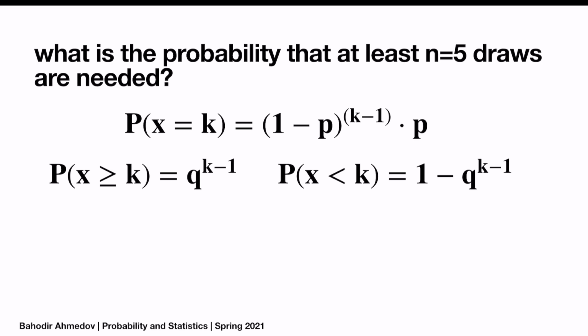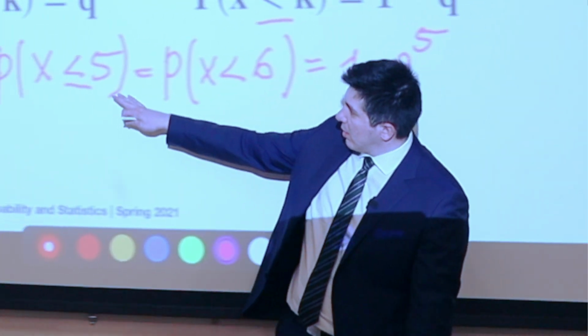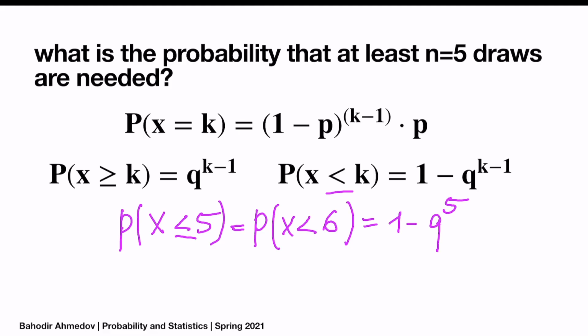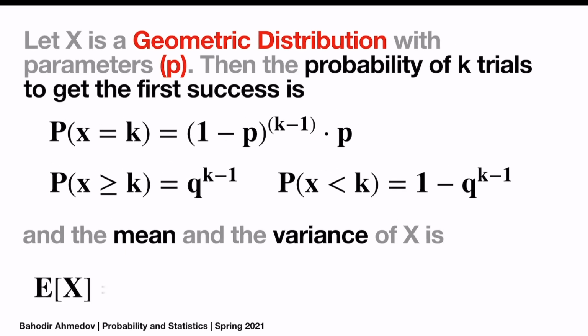Please note that in this case there is no equality sign. If I ask what is the probability that you will need at most 5 trials, you are not going to include the 5. If you include the 5, for example, if you need to find less than or equal to 5, then you need to use another formula: the probability of x less than 6 is equal to 1 minus q to the power of 5. So it is really important whether you use the equality sign or not. If you do, just take one number greater than in this case. It's superbly important.